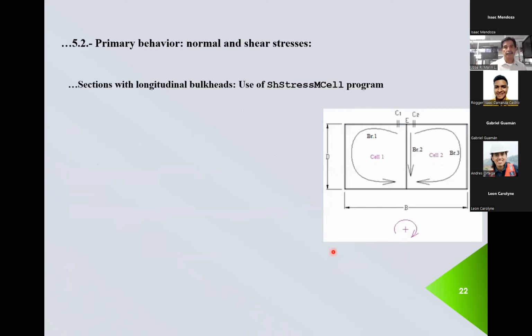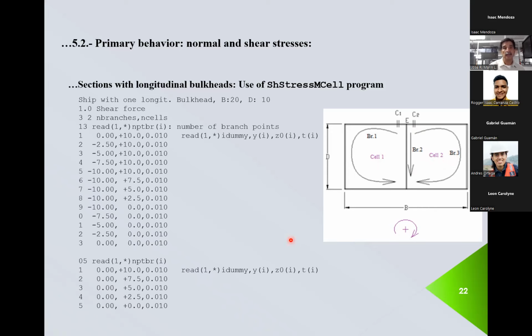And then here, in the class notes, you have this example, right? So we include 2 cuts. So we have branch 1, 2 and 3. And of course, we have 1 cell here and another cell here. So all of this information has to be included in here. Okay, so in this case, this is the name.